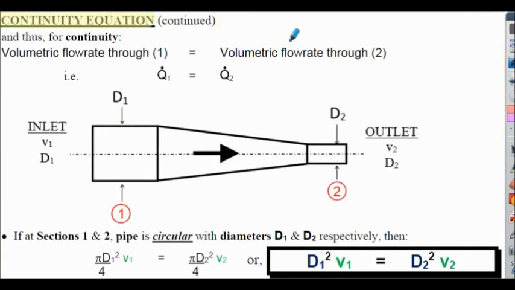Continuity equation continued. Again, I'll let you review the derivation at your own pace. Finally, for a circular cross-section, having diameter at the inlet d1 and outlet d2, the continuity equation is d1 squared multiplied by v1 is equal to d2 squared multiplied by v2. Again, for your reference, there is a separate presentation related to the application of the continuity equation.